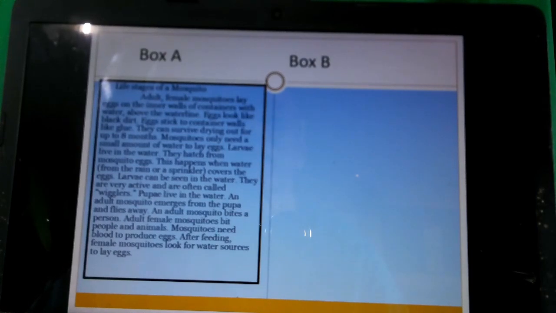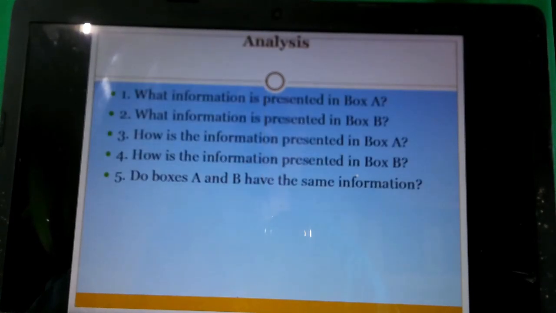An adult mosquito emerges from the pupa and flies away. An adult mosquito bites a person. Adult female mosquitoes bite people and animals. Mosquitoes need blood to produce eggs. After feeding, female mosquitoes look for water sources to lay eggs. And we have the life cycle of the mosquitoes as found in our modules. Okay, let's have the analysis on what we just read about.